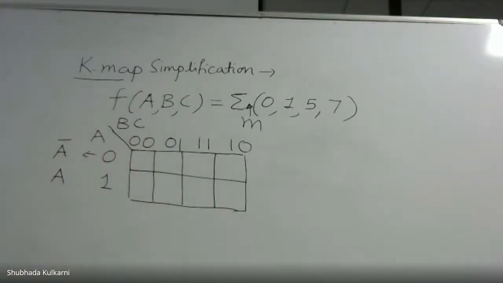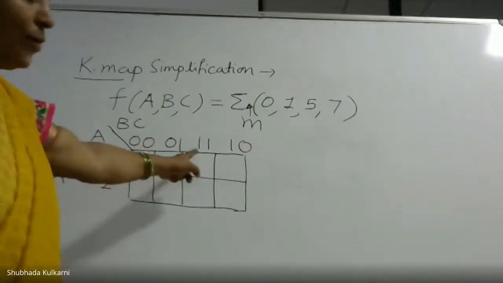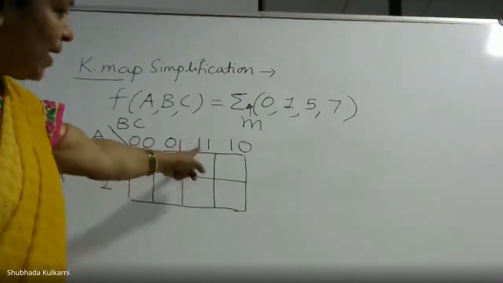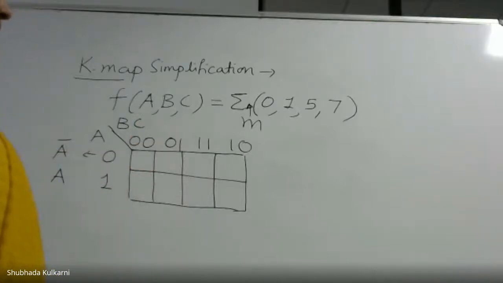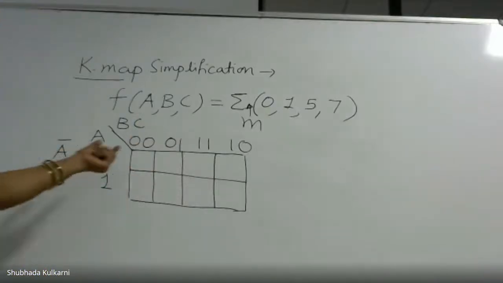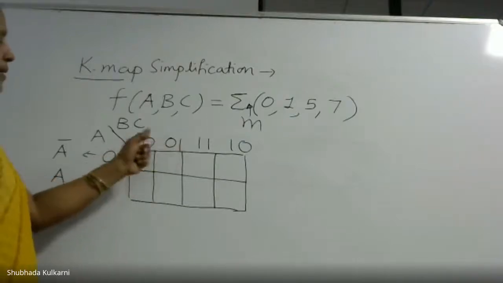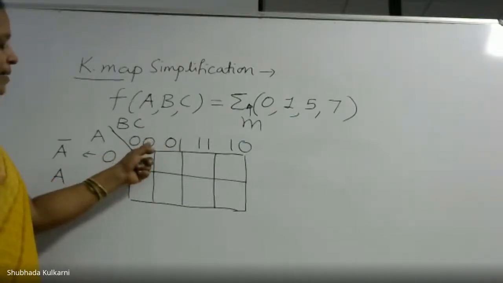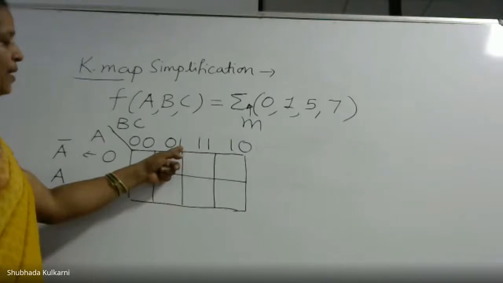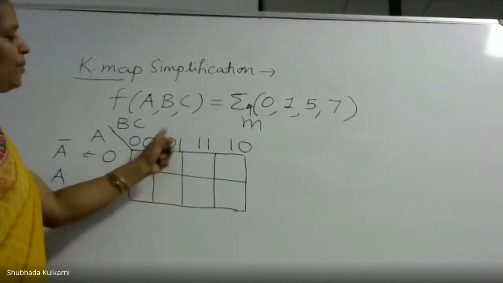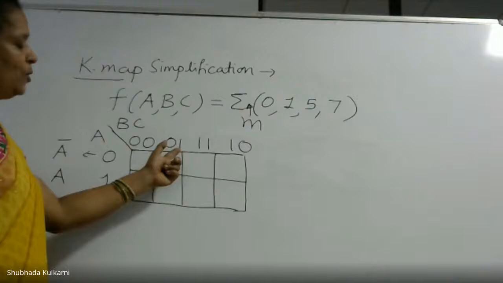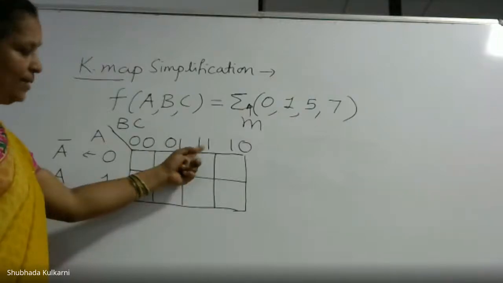What is the thumb rule in construction of K-map? When you go from one column to another, only one variable should change its value. Means what? 0 0 is the initial value for BC. Next is 0 1. C has changed from 0 to 1. Now here B changed from 0 to 1. So 1 1 will be next, then 1 0.